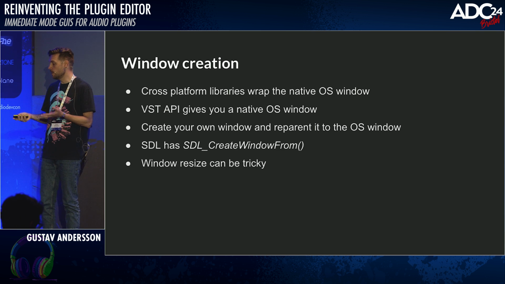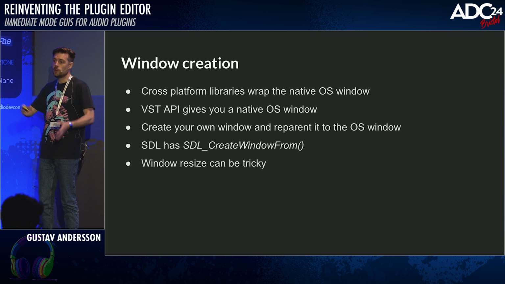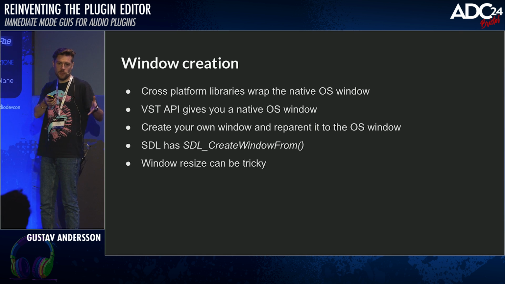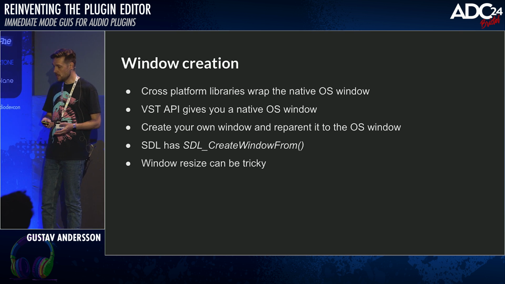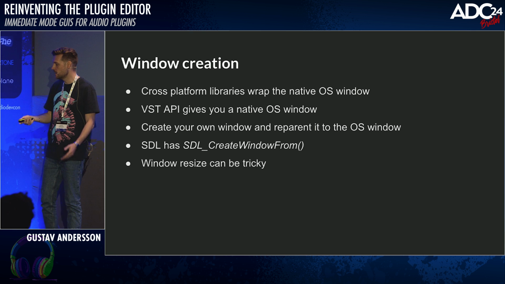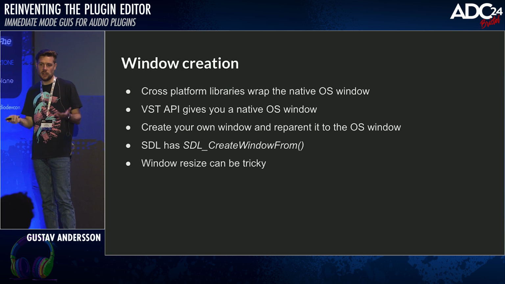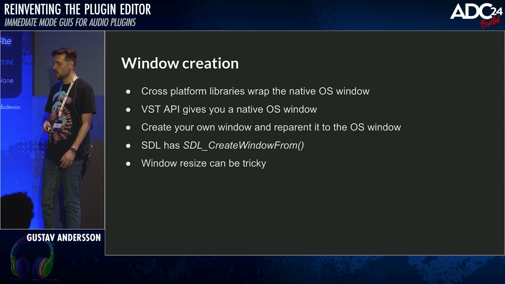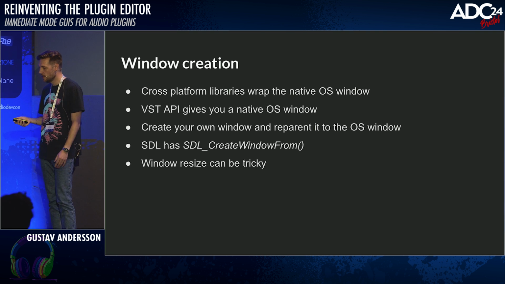So the way most people solve this is that you create your own window anyway, and then you take your window and reparent it to the window you got from the host. So basically you put your window as a child window inside the window you got from the host. It should be the same size, so it completely fills that window. So it's one window within another window. Typically the user doesn't see this, but underneath it's actually two windows.